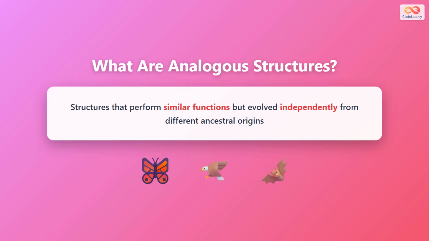Think of birds, bats, and butterflies. All three have wings that allow them to fly. But as we'll see, these wings evolved through completely different pathways.